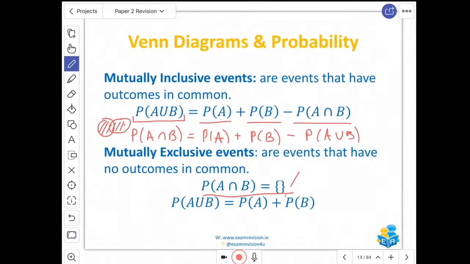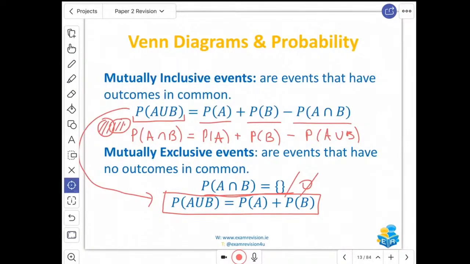And again, if you're told anything about mutually exclusive events, then you know that this is the case straight away. Following on from the formula, the probability of A union B is just the probability of A plus the probability of B. And the reason we don't need to write this bit down is because there is no intersection, so you wouldn't need to minus 0 from that. It would not be required.